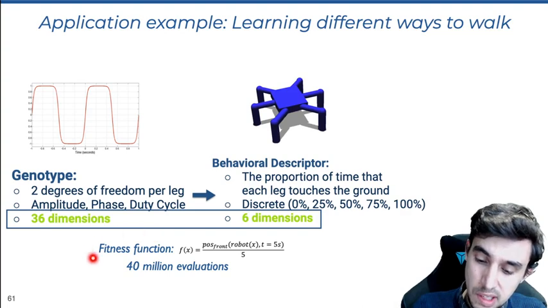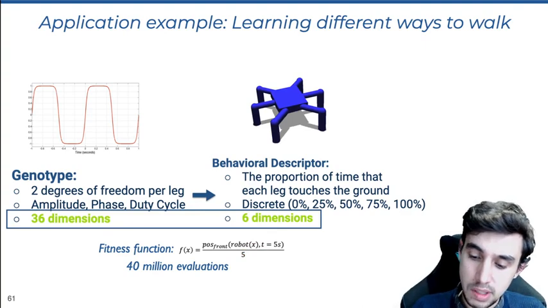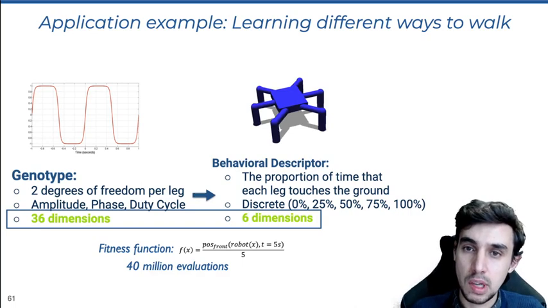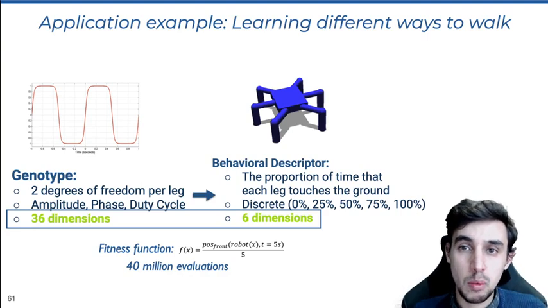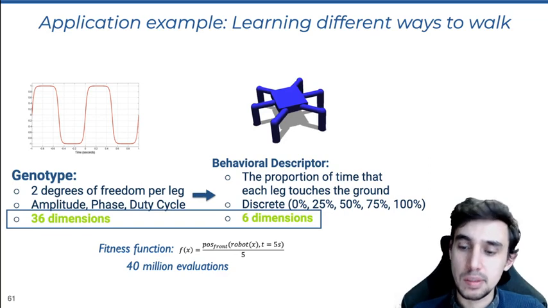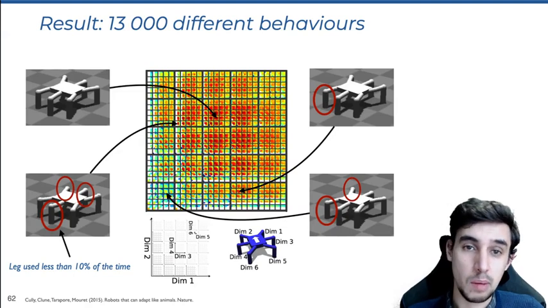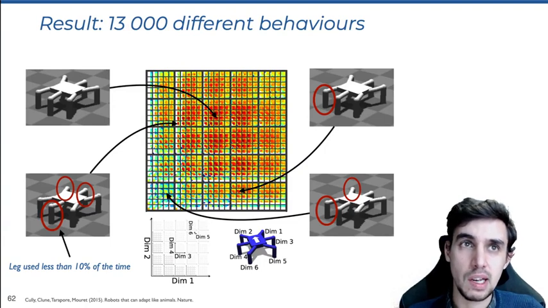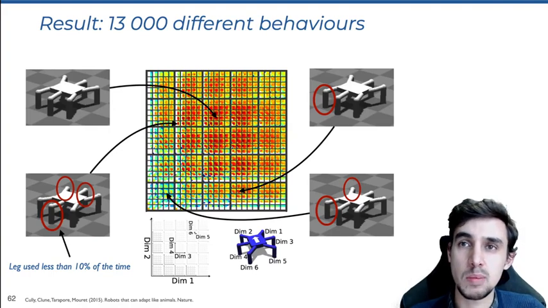We use a fitness function that considers the position of the robot after 5 seconds on the x-axis, so how much distance the robot managed to travel in 5 seconds. We use the behavioral descriptor to find different ways to solve this task by touching the ground more or less with different legs. We ran the MAP-Elites algorithm, that I will introduce in the next video, for 40 million evaluations. I will give all the details later, and you will even be able to almost reproduce this if you have access to a physical simulator.